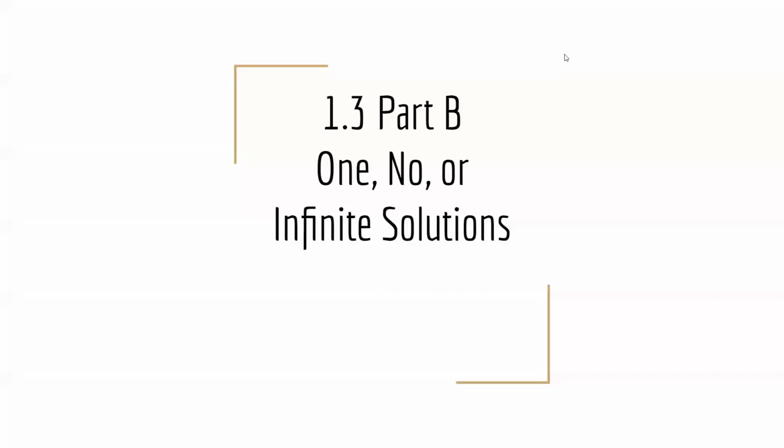Today we're working on part B of 1.3, and this is going over one, no, or infinite solutions. So yesterday and every day previous in chapter 1, we've been working on one solution problems. So now I'm going to introduce no or infinite solutions. If you think back, whenever we had a one solution, we always ended up with x equals. So what happens when we lose our x or get something else that doesn't really work? That's when we get no or infinite solutions.